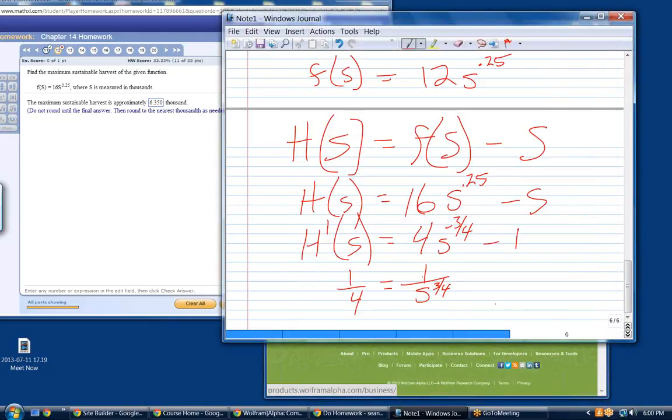Did I do my math correctly here? I divided by the coefficient, so we got 1 over s to the 3/4 equals 1/4, which means s to the 3/4 equals 4. So if I take both sides to the 4/3, I solve for s. It's 6,350. No?